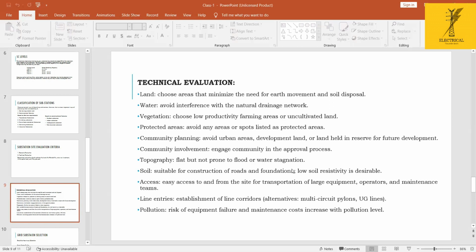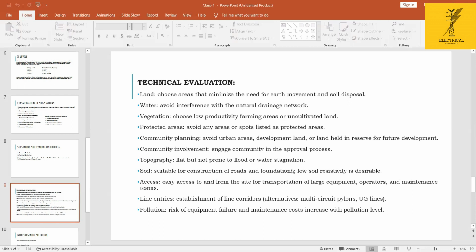Community involvement. Just engage the nearby community, all the people, in the approval process, so we can get a clearance, like a no objection, for constructing the substation. That is a very, very important thing.